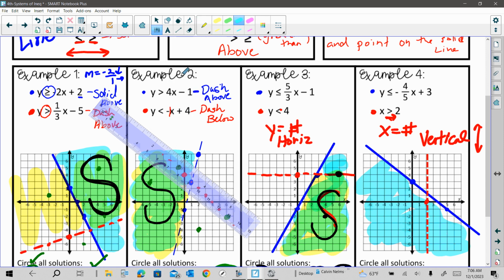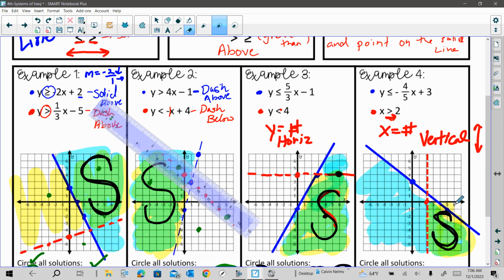So the overlapping, like this, I went with yellow. This is shading to the right, but the overlapping only happens in this section here. Okay, we don't really need this section as part of our solution set. We just need the overlapping.